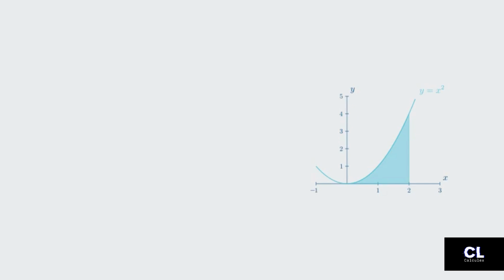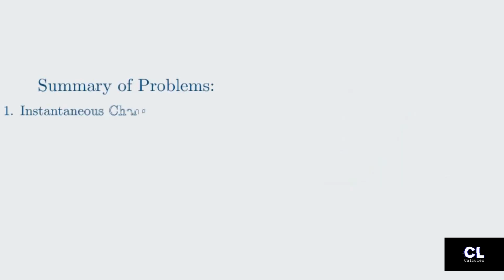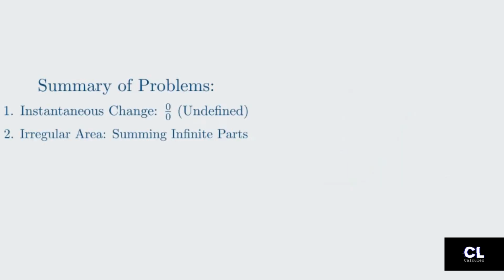There's no straight edge. So, how do we find the area of an irregular shape like this? How do we sum up the area of infinitely many tiny strips? These two problems, the division by 0 that arises when trying to measure instantaneous change, and the summing of infinite parts to find a curved area, are what calculus is designed to solve. So, how do we get around these seemingly impossible problems?